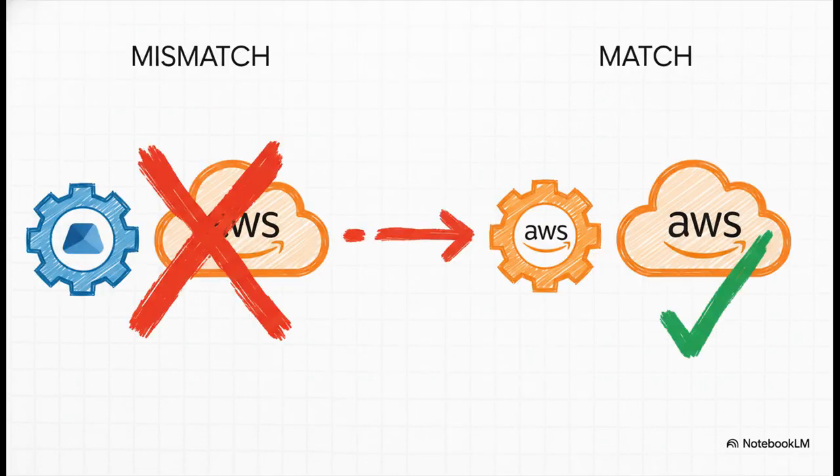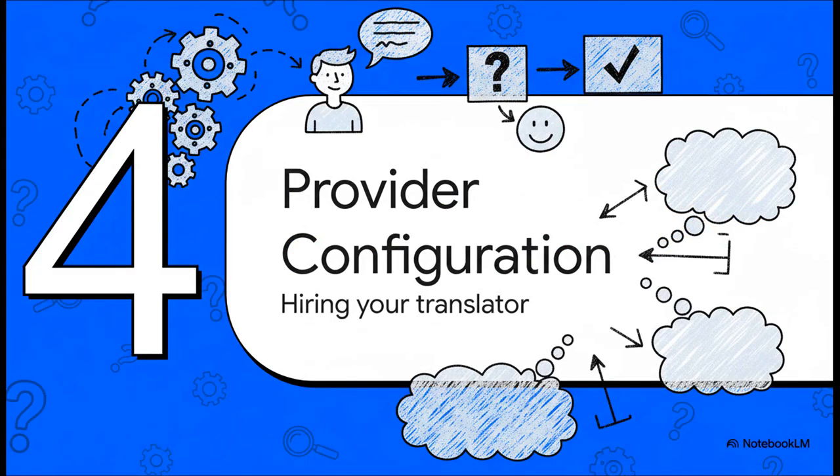It's just like in the real world, right? You wouldn't hire a fantastic French translator for a super important meeting in Tokyo. It just wouldn't work. You need a specialist for each language. And it's the exact same thing with Terraform. You need the AWS provider for AWS. You need the Azure provider for Azure. No mixing and matching. So, okay, how do you actually hire one of these translators for the job?